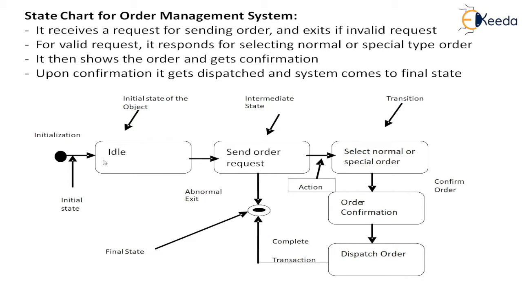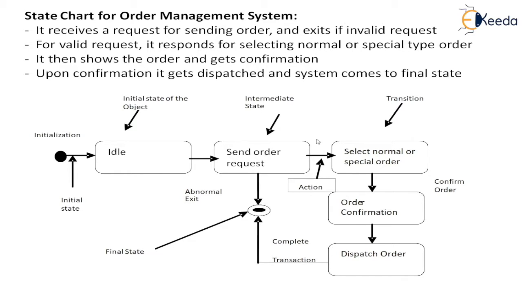Similarly, we can see an order management system. There is the idle condition, which is the passive condition. Then some object is initialized. So what will happen? It receives a request for sending an order. So when the request comes, that is the event that happens here. Then it will come to the send order intermediate stage. This is one state, this is another state, and then it has to come to this state again, because of a valid request.